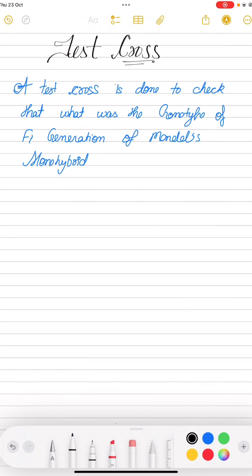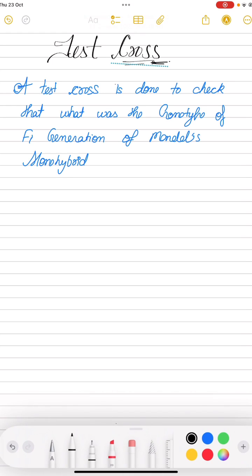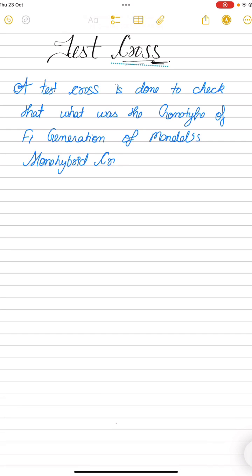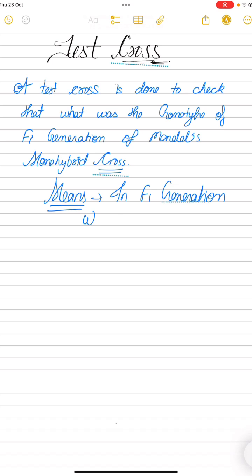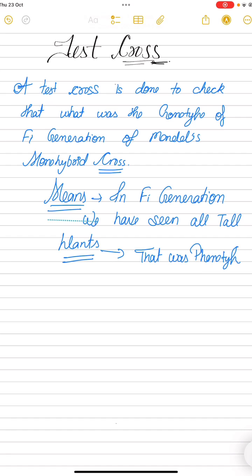So today we are going to study the test cross of Mendelian monohybrid crosses. A test cross is done to check what the genotype of the F1 generation of Mendel's monohybrid cross was. In the F1 generation we have seen that all the pea plants were tall, but we don't know what their genotype was.